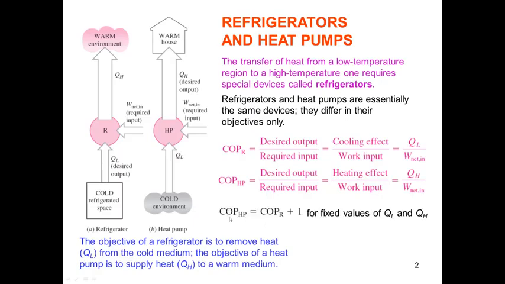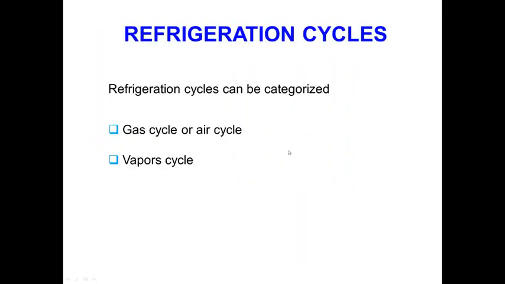And we also studied that the coefficient of performance of the heat pump is equal to the coefficient of performance of the refrigerator plus 1. So the COP of the heat pump is always greater than the COP of the refrigerator. You derived that in thermodynamics 1, because the COP of the refrigerator is a positive quantity. Now let's come to the theoretical background of the refrigeration cycle.